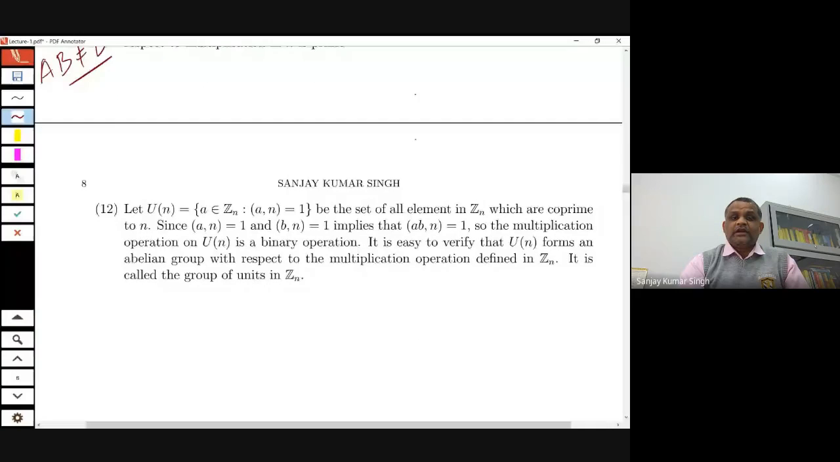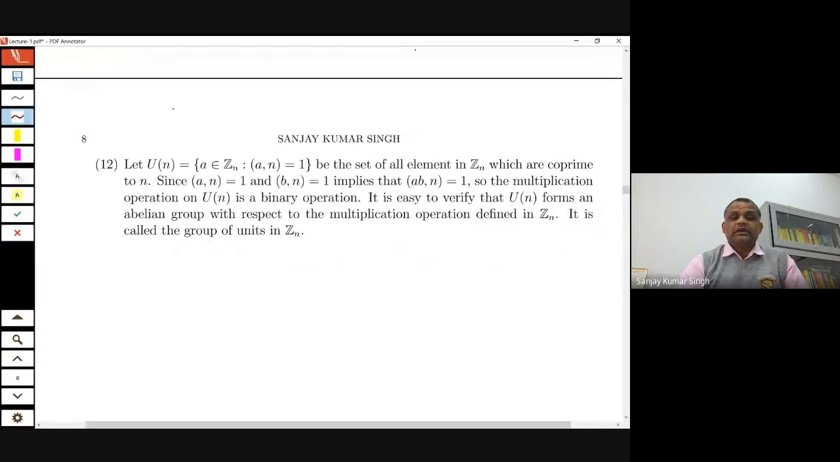Similarly, I can define a new set called U_n, which is the set of all elements a in Z_n such that (a, n) is 1. What does this notation mean? This means that GCD of a and n is 1. Then you collect all these elements and call this set U_n.